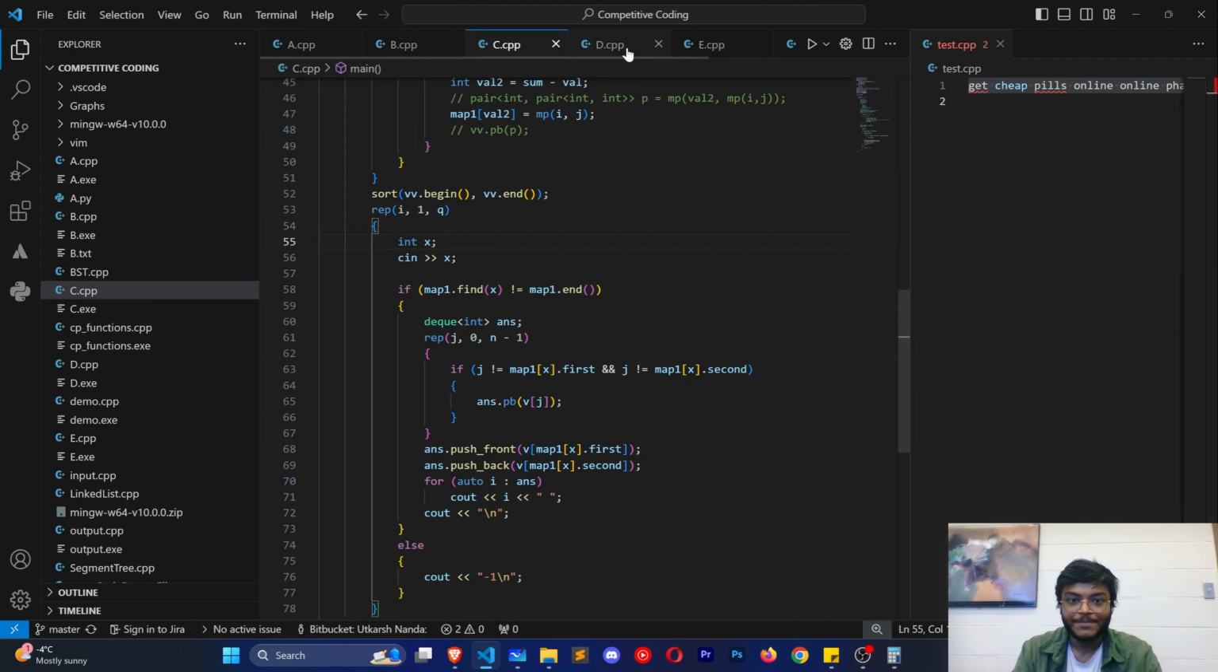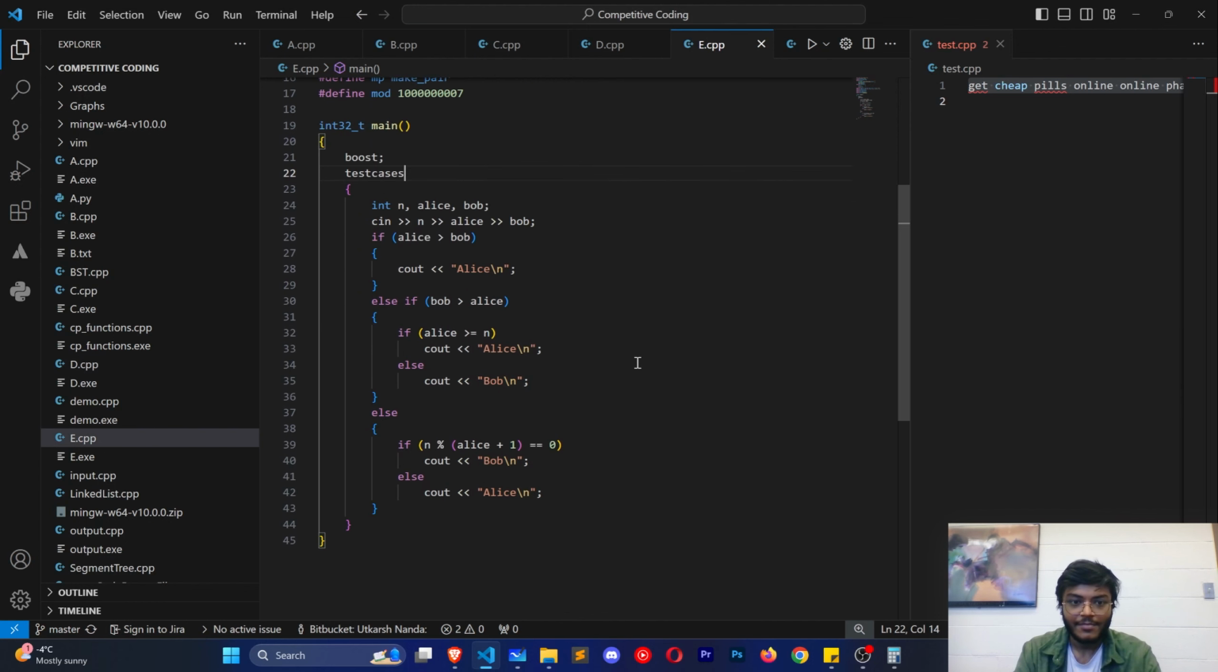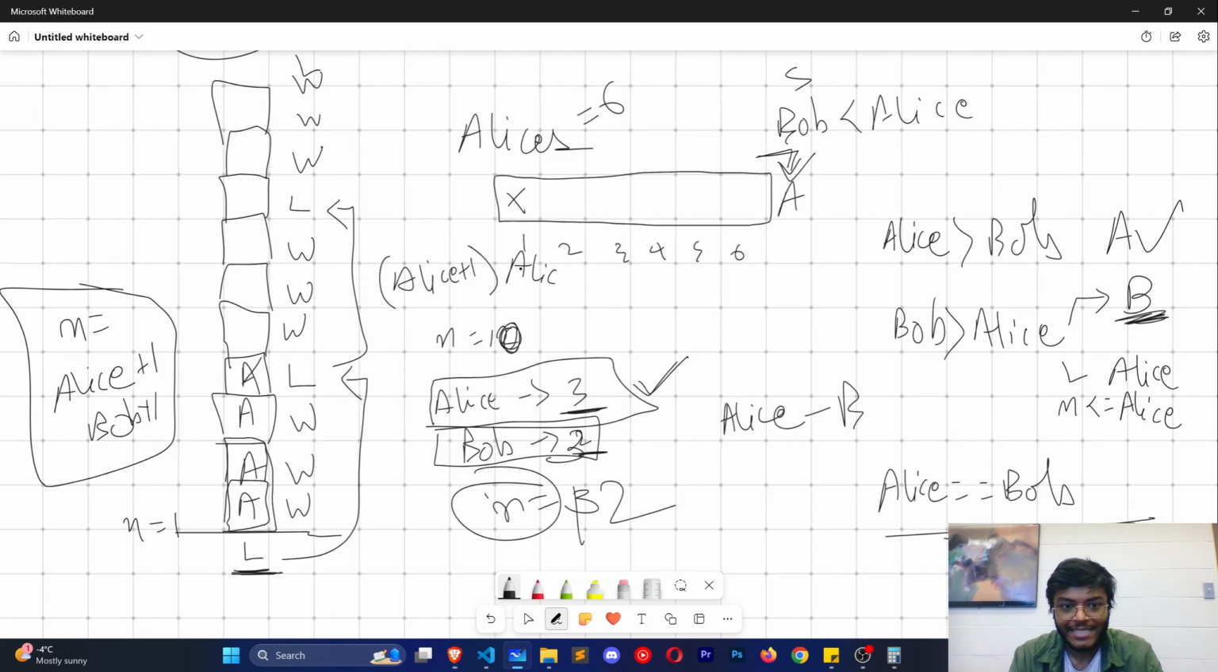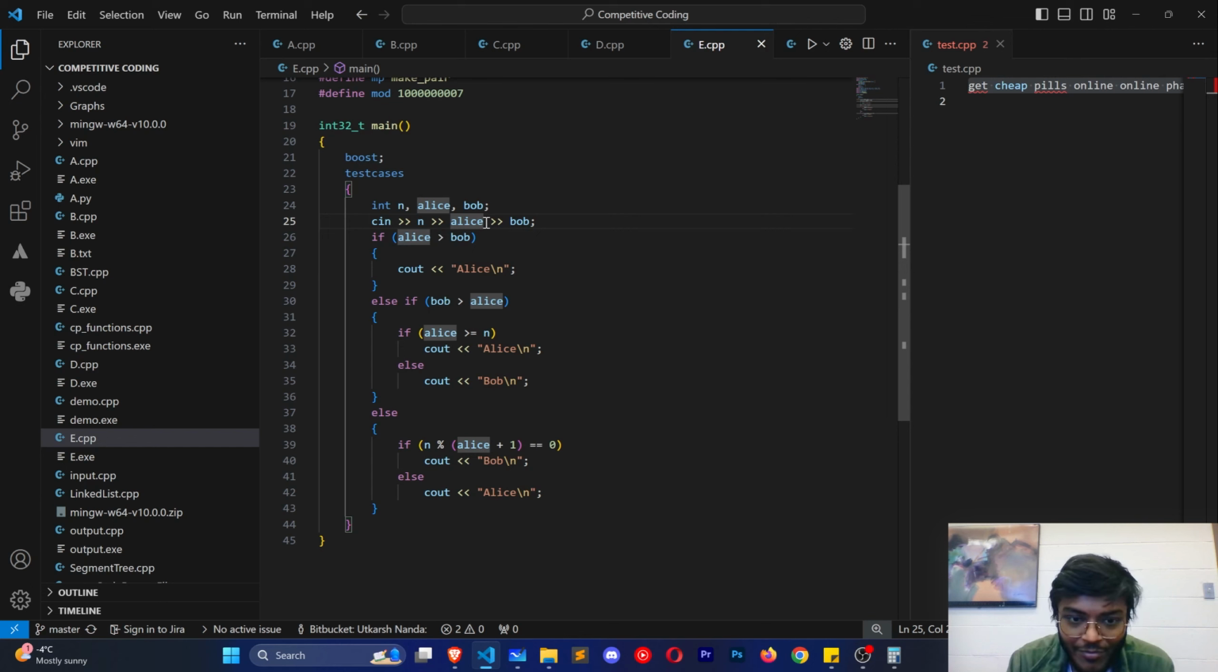So let's go to the code. We take Alice and Bob, the values of Alice and Bob. By the way, Alice in the program is A and Bob in the program is B. When I say Alice and Bob, I mean the number of stones Alice can take from the pile and the number of stones Bob can take from the pile. If Alice is greater than Bob, Alice wins. Else if Bob is greater than Alice, then if Alice is greater than or equal to n, in this case Bob should win, but because the number of stones Alice can take is greater than the total number of stones, Alice just takes all the stones and wins. That's why Alice wins, else Bob wins.